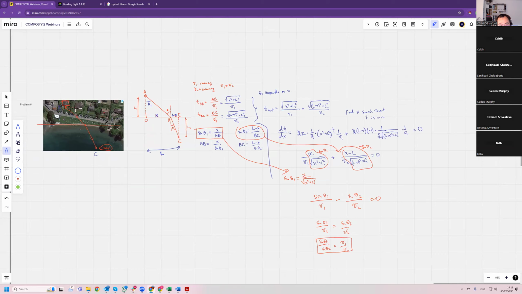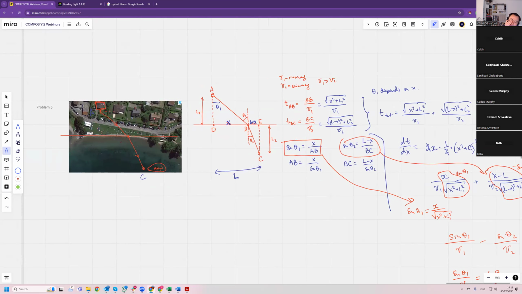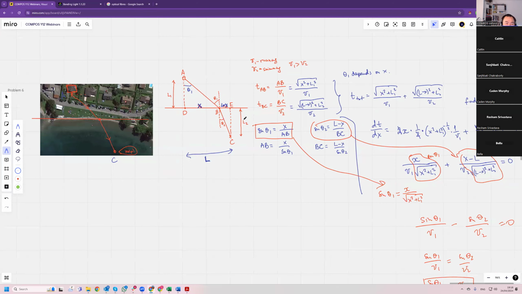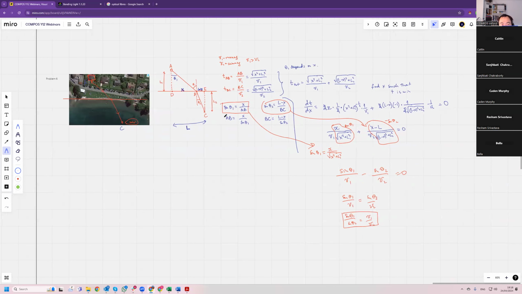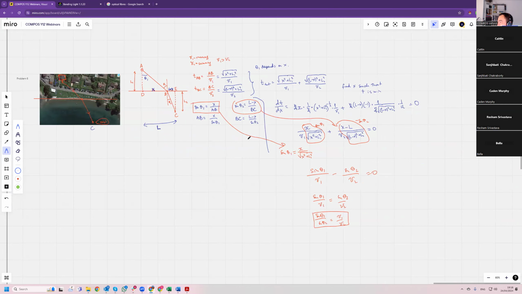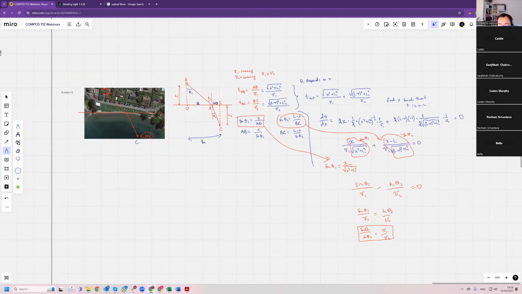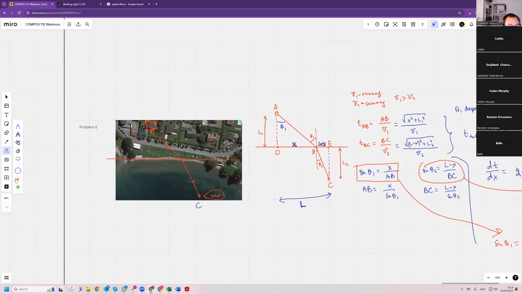I find it quite fascinating, the link between light and minimizing travel, as if light has some sort of intelligence that it knows how to get there in the shortest possible time. This is Fermat's principle. Fermat's least time principle.